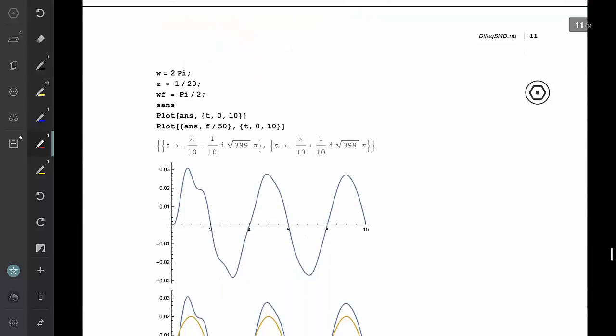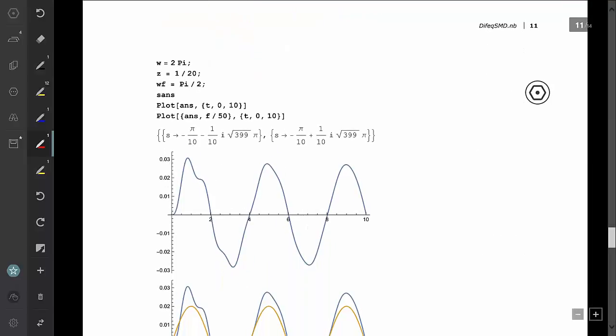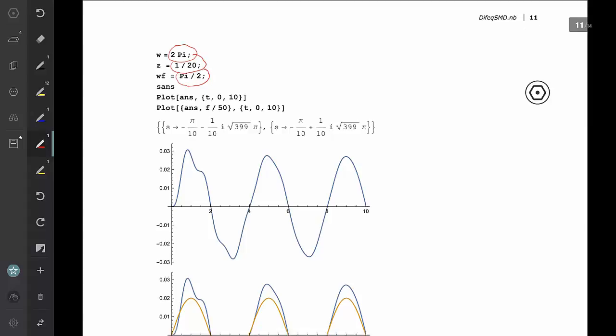Okay, let's do it again. This time we'll put in the same natural frequency. This time we'll put in some underdamping, and the forcing frequency is the same as before. So we're forcing it at a frequency that's lower than what it naturally wants to do. And so let's see what happens.